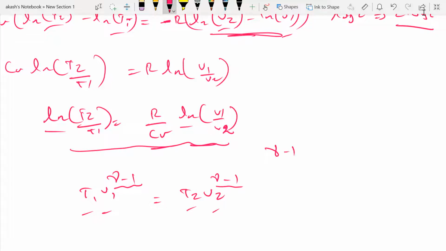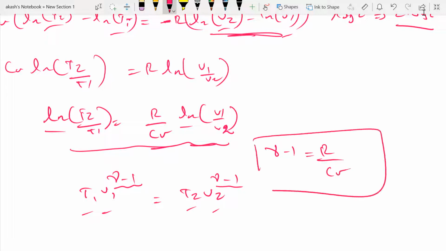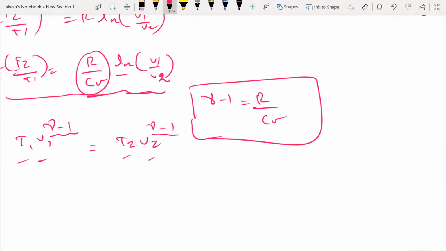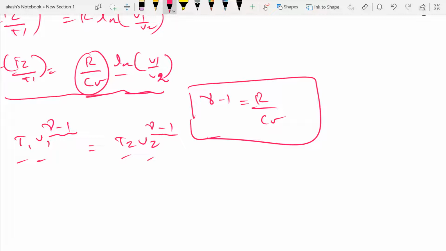Okay. Now, what is this gamma minus 1? Gamma minus 1 is nothing but R by CV. Whatever you're writing here is nothing but R by CV. That's what you have here, and it is going to come in the power. So it's very simple to understand. Gamma minus 1 is what is called R by CV.